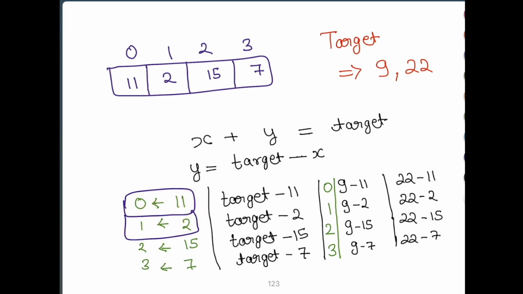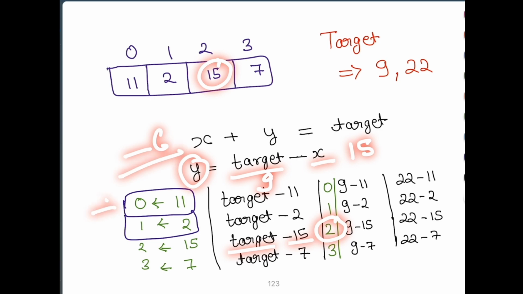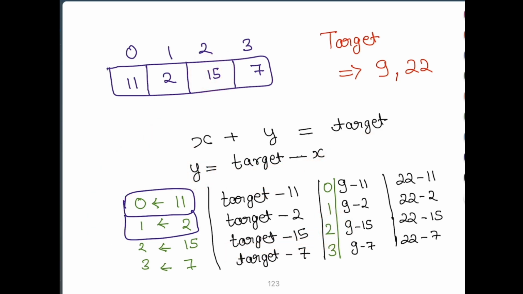Now let us check for the next element, 15. The next element is at index number 2, and right now the target is 9. x is 15, so y is minus 6. I need a minus 6. Do I have it in my data? No, I don't have it, right? So I can just say I don't have minus 6. I will move forward, but before I move forward, I'm going to store this in my data. Now my data structure looks something like this.